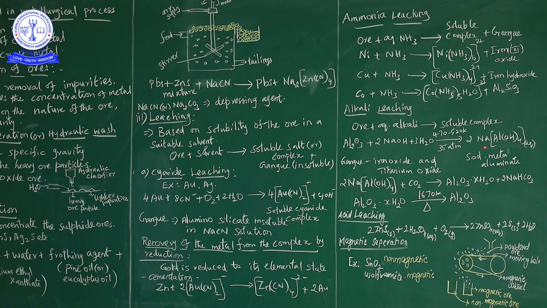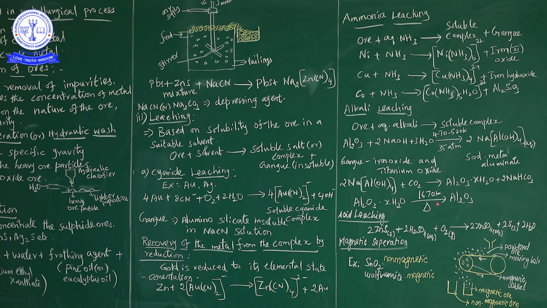In the solution, sodium meta-aluminate is present, but it is a hot solution because it was heated to 470 to 520 Kelvin at a pressure of 35 atmosphere. So the hot solution is cooled and neutralized by passing carbon dioxide gas. We get hydrated alumina along with sodium bicarbonate. Hydrated alumina is obtained with x times of water.